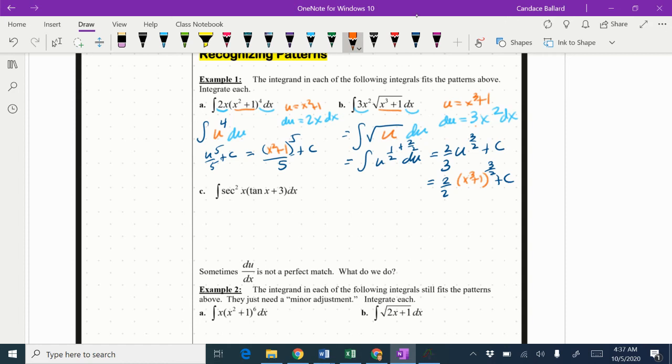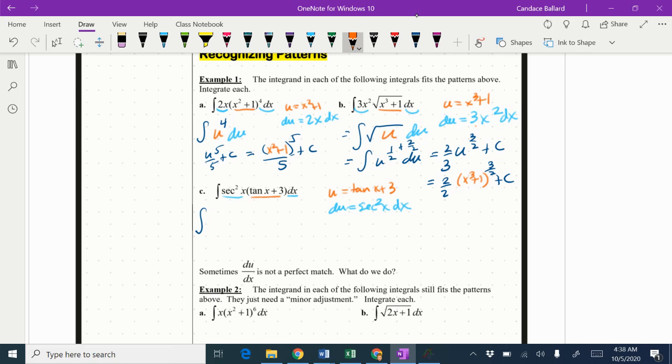All right, I'm going to look for my u again. It looks like my u is, I'm going to do this to the side, sorry. Looks like my u is the tangent of x plus 3. That means du, when I take the derivative of tangent, I know I get secant squared x dx. And I notice the secant squared x dx is also in there. So I'm going to go ahead and substitute in.